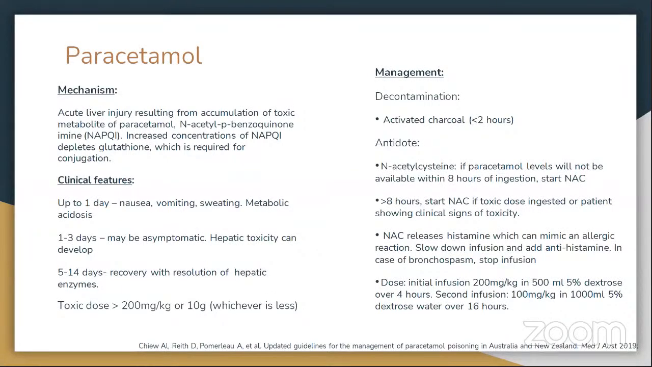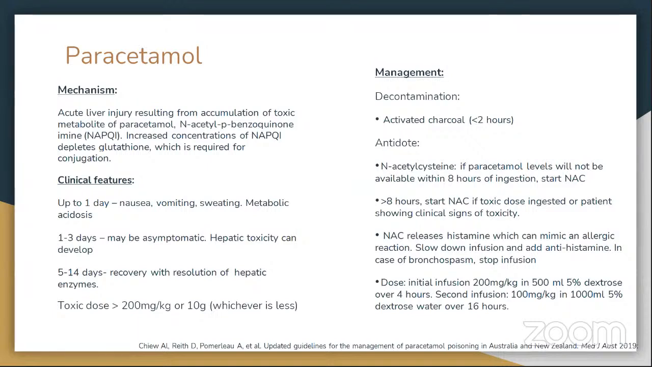So the mechanism of paracetamol overdose is acute liver injury that results from accumulation of the toxic metabolite of paracetamol. Increased concentrations of this metabolite deplete glutathione, which is required for conjugation. So the clinical features that a patient with paracetamol overdose may present with: up to 1 day, they can have nausea, vomiting, sweating, and can progress to metabolic acidosis.